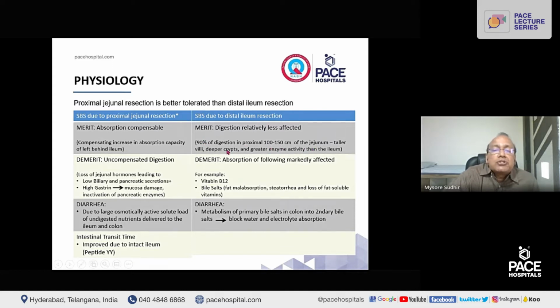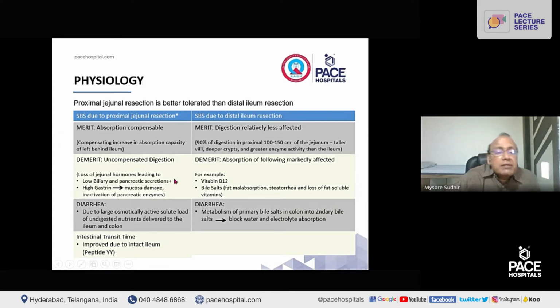Here, because of the taller villi, deeper crypts, and greater enzyme activity of the jejunum, the ileum is relatively less affected. In jejunal resection, uncompensated digestion happens, and there's a loss of biliary and pancreatic secretions. There's high gastrin as a result of jejunal resection, which leads to mucosal damage and inactivation of the pancreatic enzymes. Whereas in ileal resection, what happens is B12 malabsorption, bile salt accumulation, fat malabsorption, steatorrhea, and loss of fat-soluble vitamins.